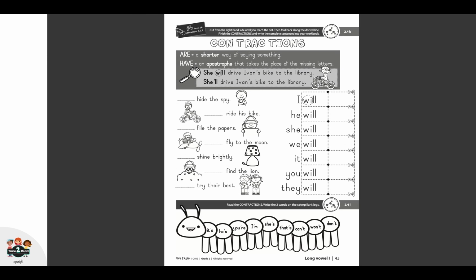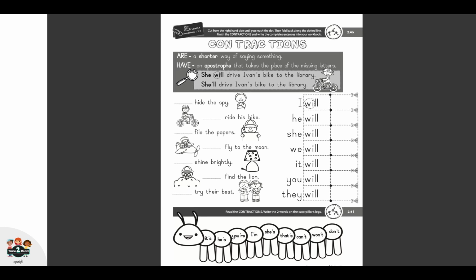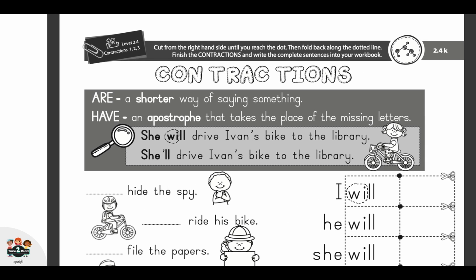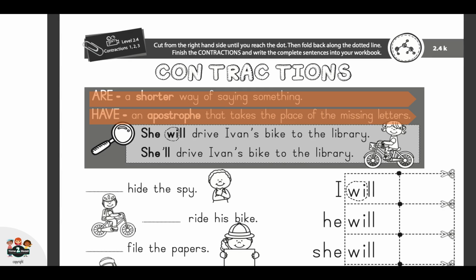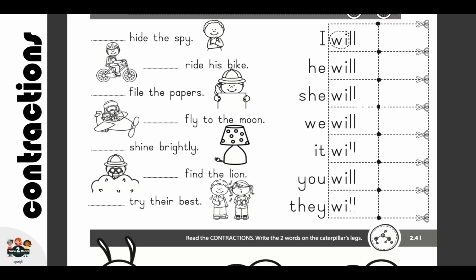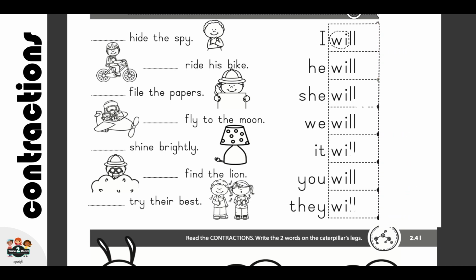Now please turn to page 43 in your workbook. On top we read what contractions are. They are a shorter way of saying something, and the apostrophe takes the place of the missing letters. Cut along the right-hand side until you reach the dot. Fold over the flap.